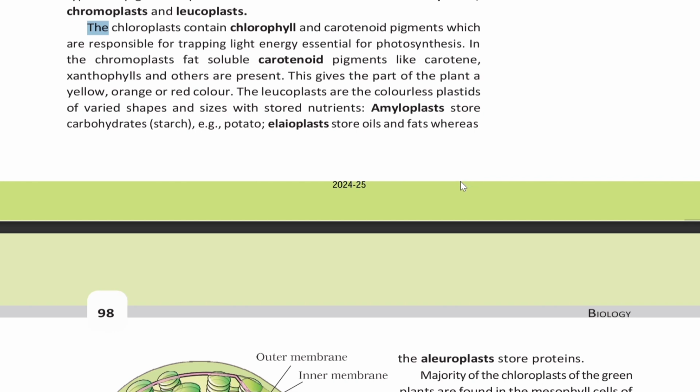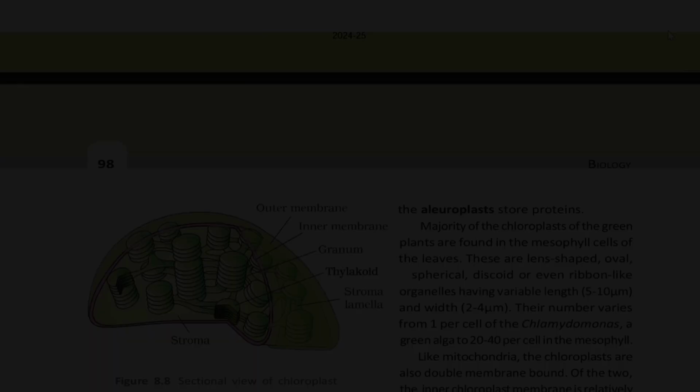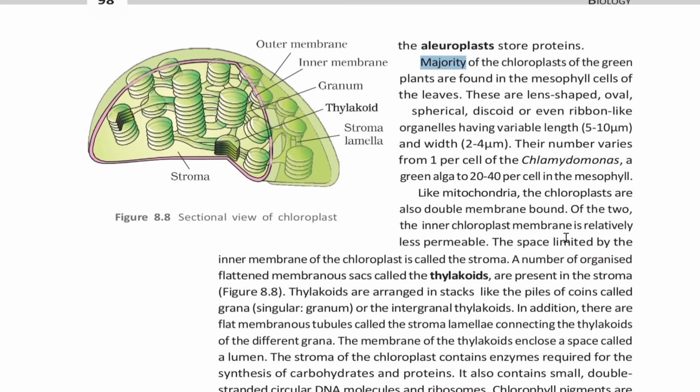The leucoplasts are the colorless plastids of varied shapes and sizes with stored nutrients. Amyloplasts store carbohydrates, that is starch, for example potato. Elaioplasts store oils and fats, whereas the aleuroplasts store proteins. Majority of the chloroplasts of green plants are found in the mesophyll cells of the leaves.